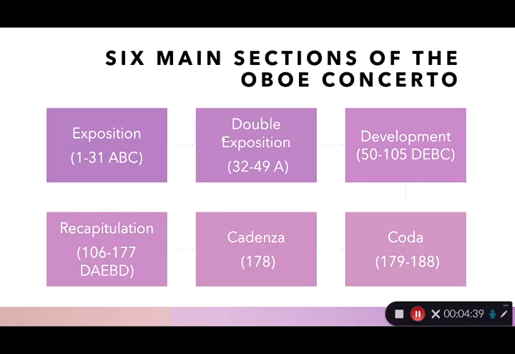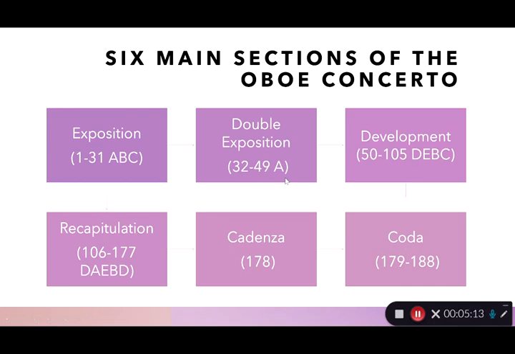So with this concerto, we have 6 main sections. Those are the exposition, double exposition, development, recapitulation, cadenza, and the coda. I've listed the bars and also the themes that are present within each section. Starting at the exposition, bars 1 through 31, we're introduced to themes A, B, and C. And with the double exposition, it's bars 32 through 49, and we only hear the A theme restated.